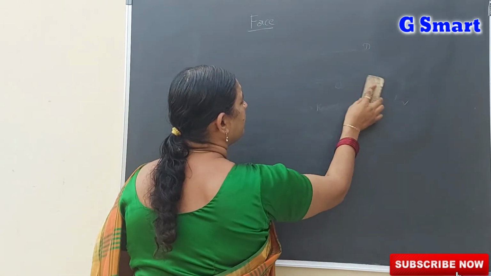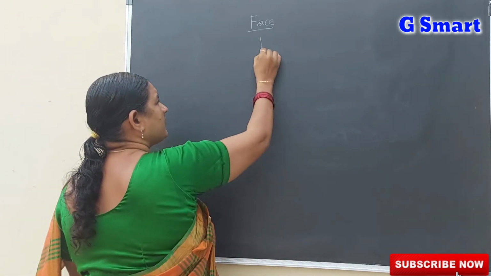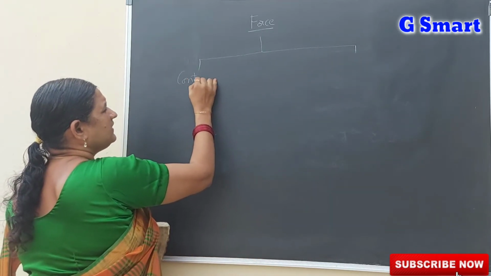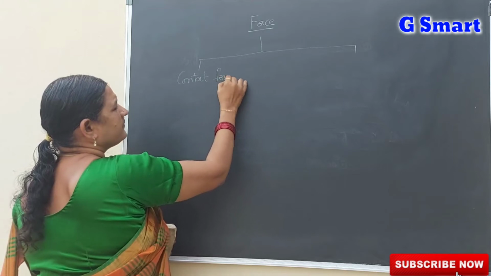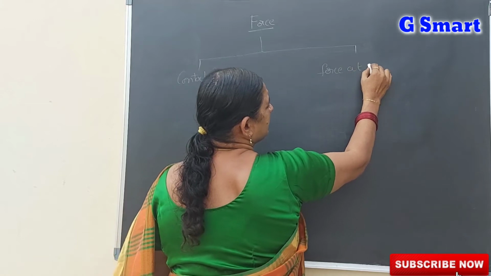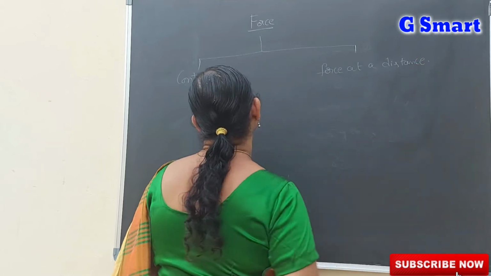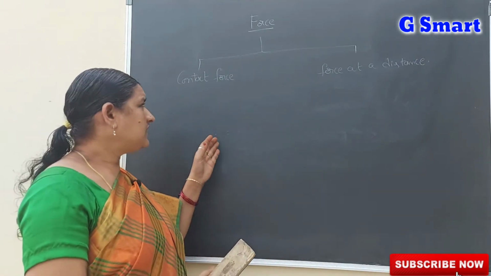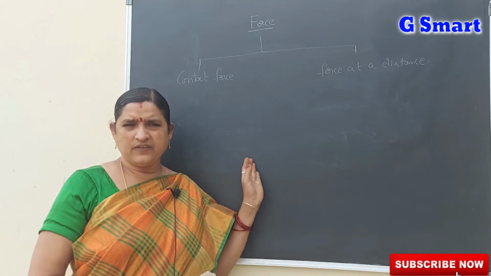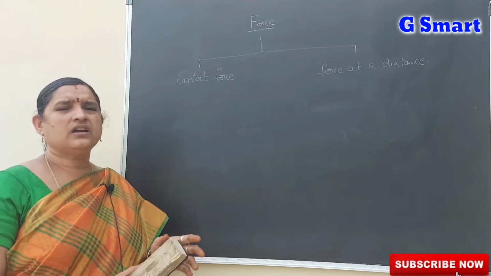Then how many types of forces are there? We will discuss generally two types of forces. One is contact force, and the other is force at a distance. What is the difference between these two? Contact force is the force exerted by a body through physical contact. The force exerted by a body on another body by having physical contact is called contact force.